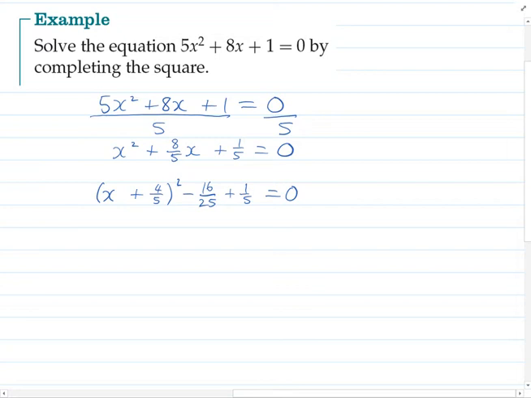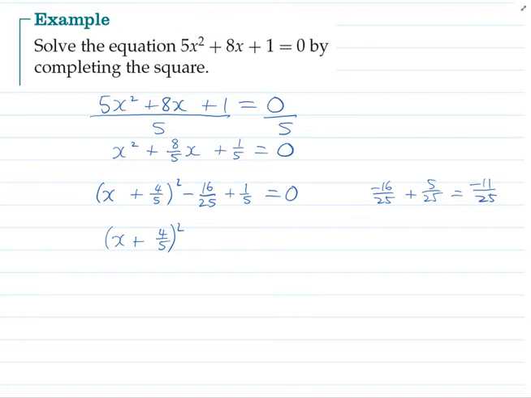Okay, now we're going to combine these. So we'll have x plus 4 over 5 and negative 16 over 25 plus 1 over 5, that's the same as plusing 5 over 25, so it's going to be negative 11 over 25. And so we'll write negative 11 over 25 there.